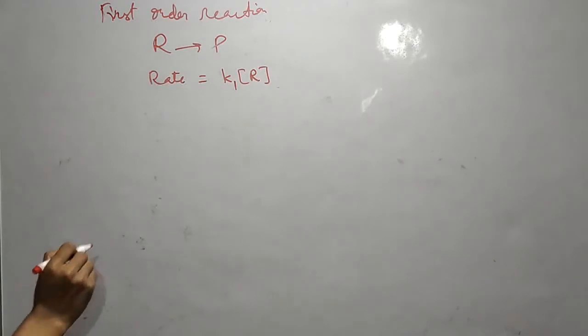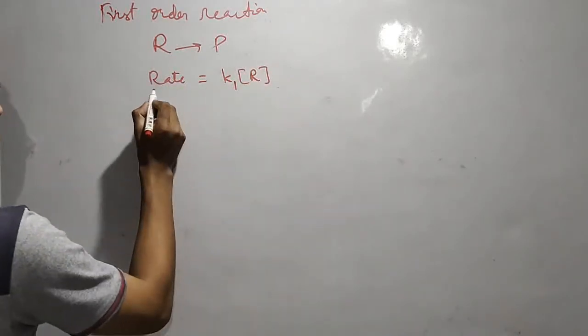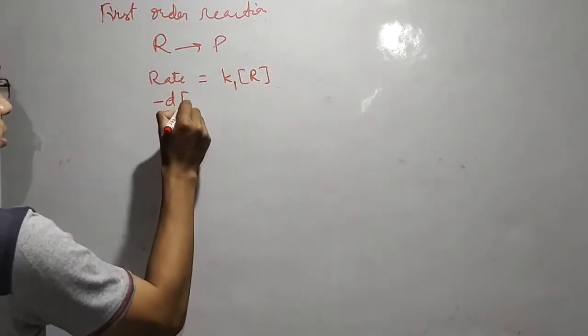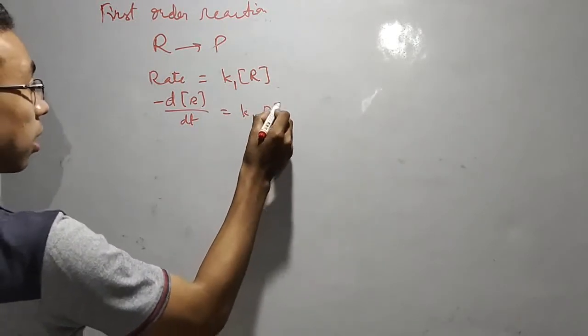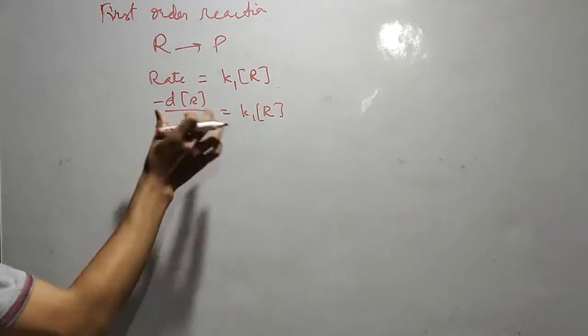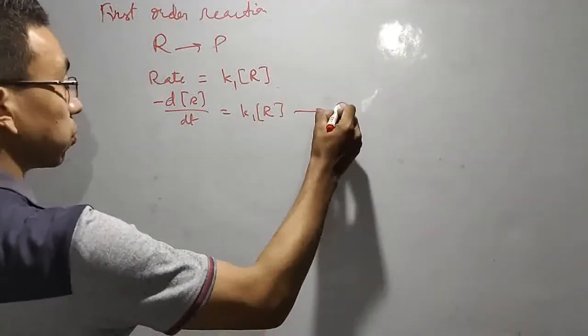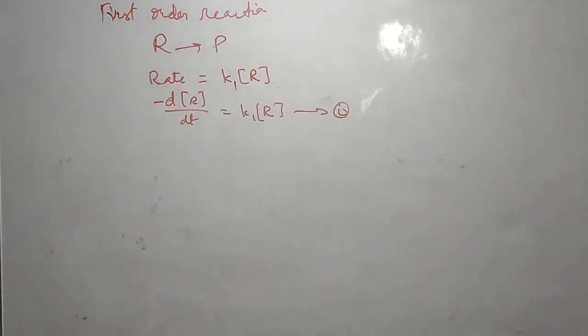Therefore the rate is minus d[R] by dt is equal to K1 [R]. Now you call this equation 1. This equation 1 is called the differential rate equation. Next we shall go for the integrated rate equation.